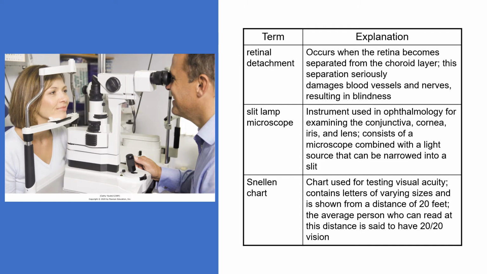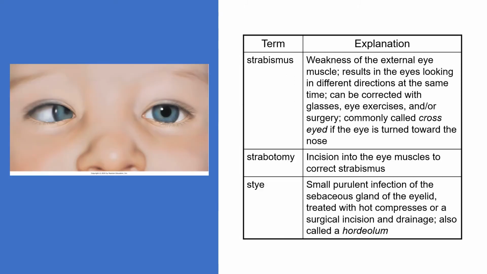The Snellen eye chart is a chart used for testing visual acuity. It contains letters of varying sizes and is shown from a distance of 20 feet. The average person who can read at this distance is said to have 20/20 vision.